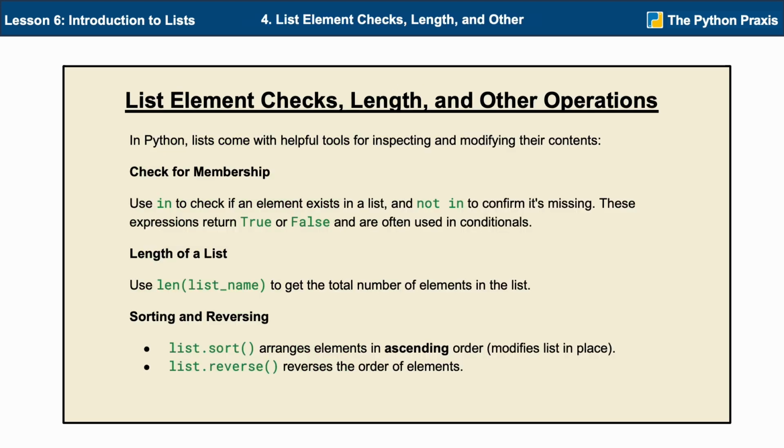In Python, lists come with helpful tools for inspecting and modifying their contents. We use in to check if an element exists in a list, and not in to confirm it is missing. These expressions return true or false and are often used in conditionals. In order to get the total number of elements in a list, we use function len with the list's name as the argument. Function sort on a list arranges elements in ascending order. It modifies the list in place. And function reverse on a list reverses the order of elements inside the list. These are the fine tools to sculpt and shape your data until it's model ready.